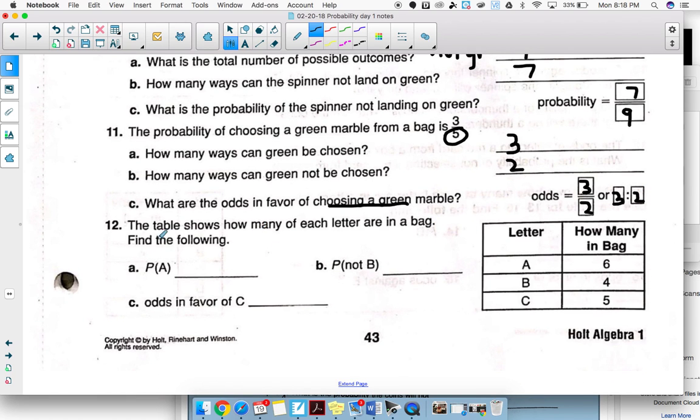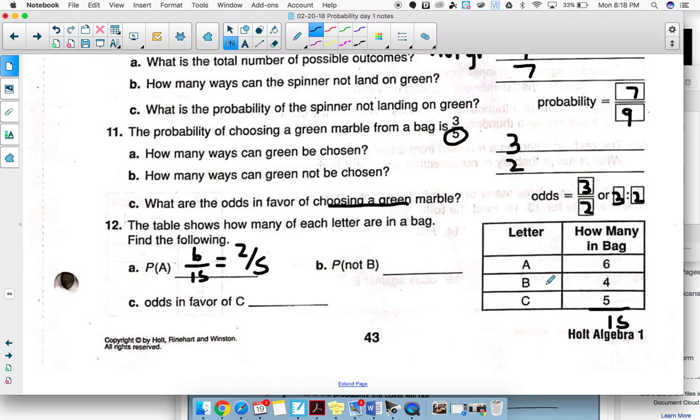Okay. The last question, probability of A just wants the likelihood that A will occur. So it looks like there's 6 of those out of a total of, if we add those up, what is that, 15? Yeah. So 6 out of 15, and I'm going to reduce that because they're divisible by 3. I'm going to get 2/5 when I reduce that.